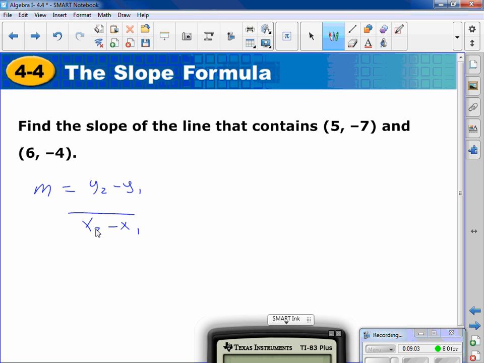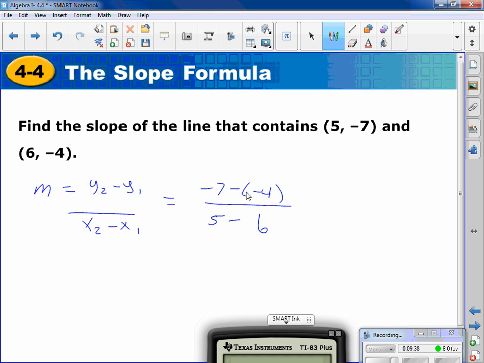Again, I don't really care if you call them 1s and 2s. It just matters that they're lined up. Which one do you want to write first for my y values? Negative 7. If I call this one the first y, that one's going to be my second y. Even though it's negative, you still write minus the negative. Over, which one goes with the negative 7? Negative 7 is the 5, minus the one that goes with the negative 4 is the 6.